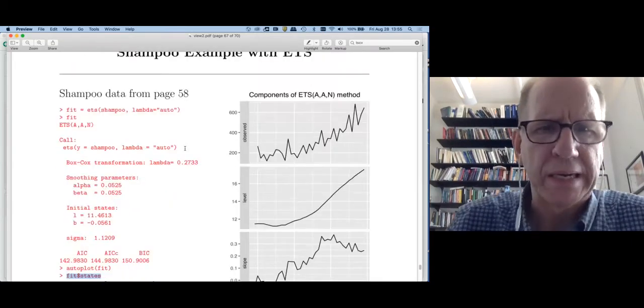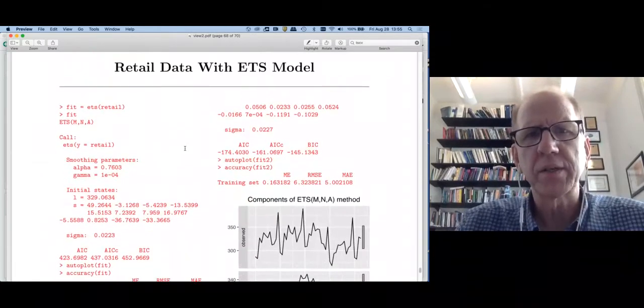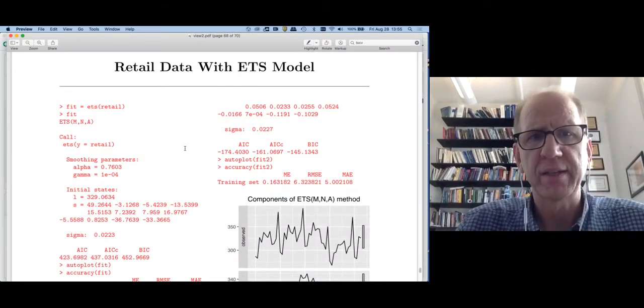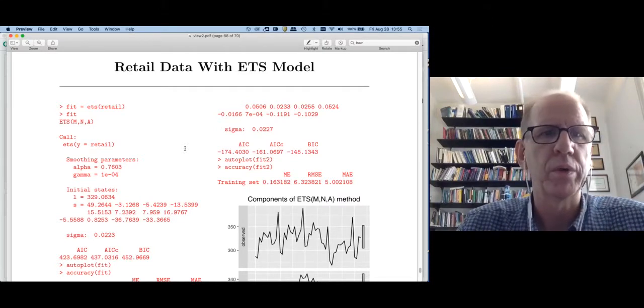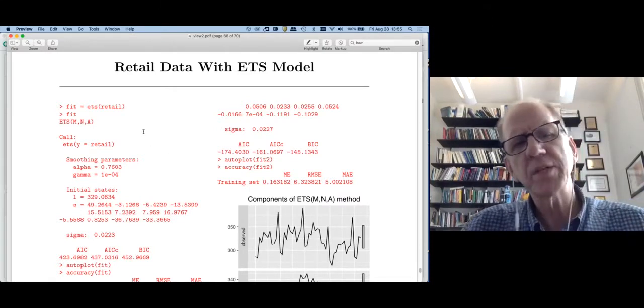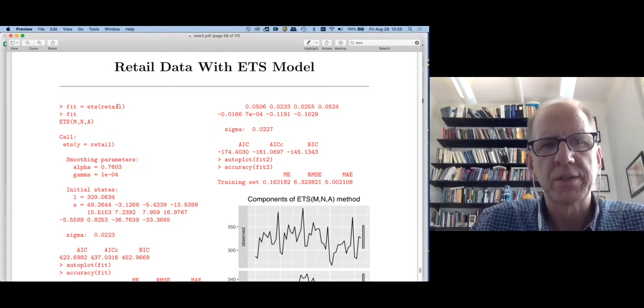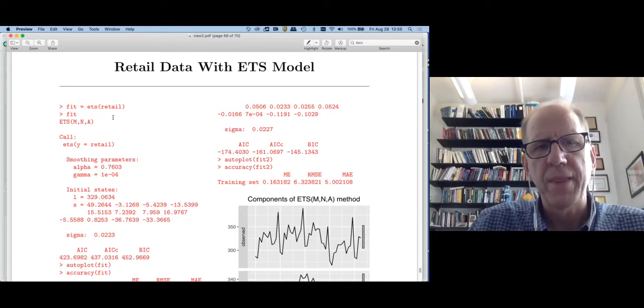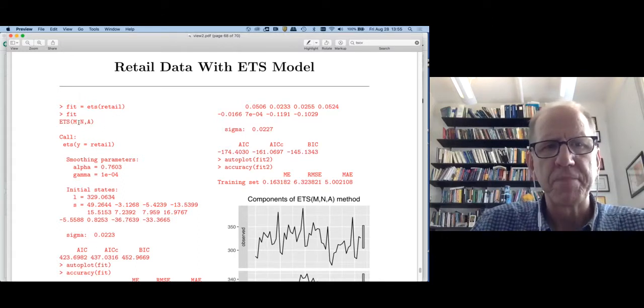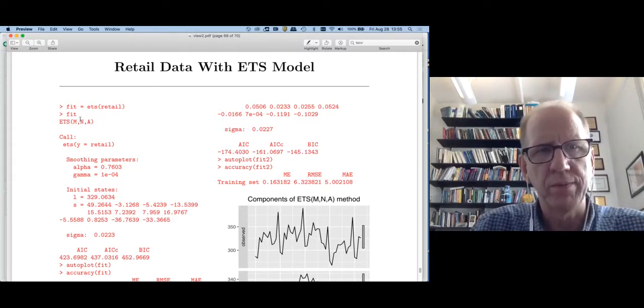That's the shampoo data. Let's go take a look at the retail data set that we looked at in the previous video around Holt-Winters. So I'm going to start out by simply estimating ETS. We'll let it do whatever ETS wants. And it comes back with a model that we've never seen before.